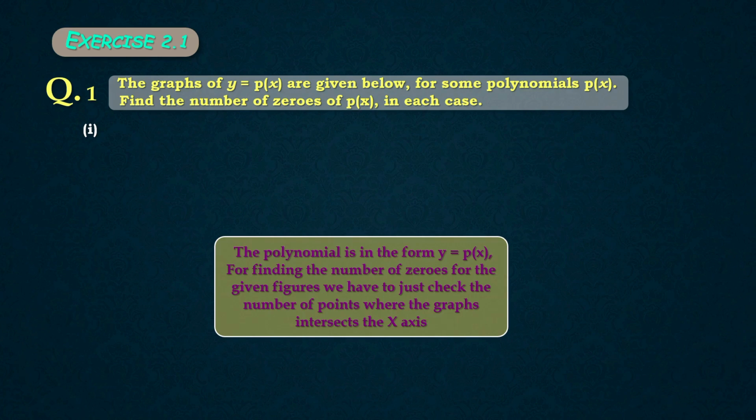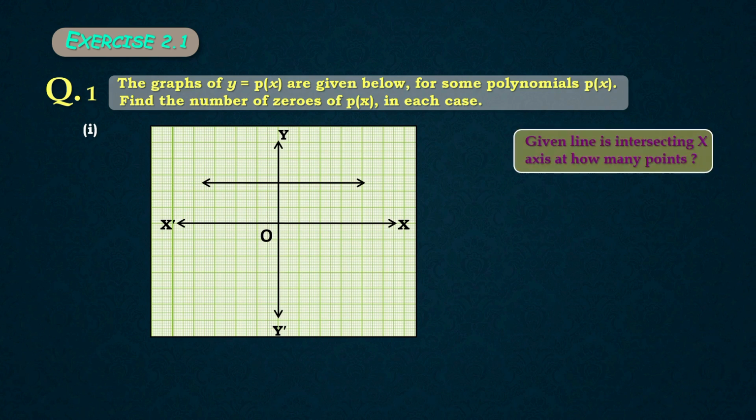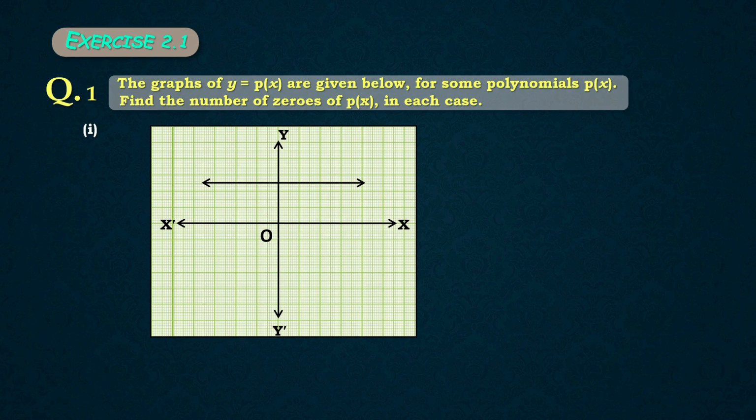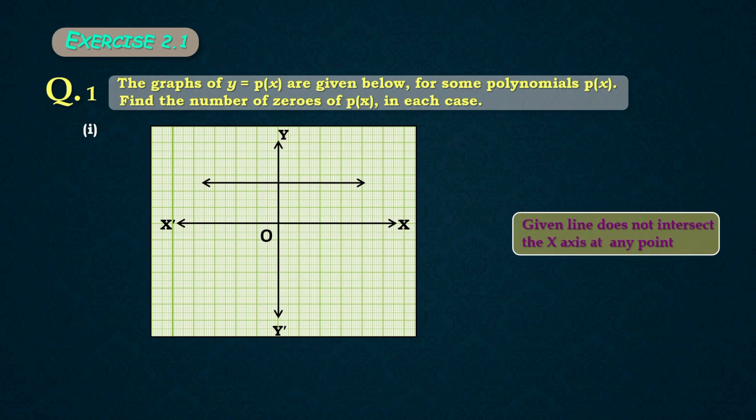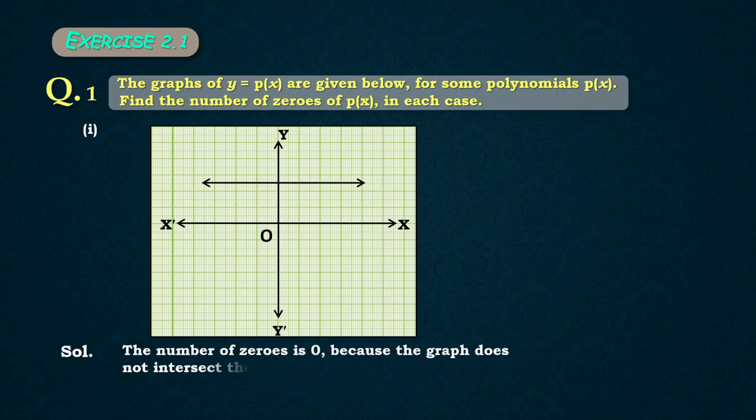Now, look carefully at the given graph. This is a straight line drawn parallel to the x-axis. Observe that the line does not intersect the x-axis at any point. So, let us answer the question. How many points does the given line intersect the x-axis? The answer is none. Therefore, the number of zeros of the polynomial is 0. So, the final answer is the number of zeros is 0 because the graph does not intersect the x-axis at any point.